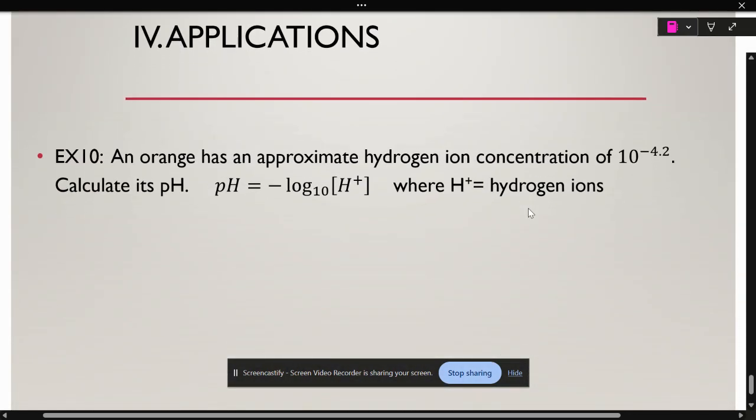This actually has nothing to do with the previous two. This is just another way in order to use logarithms. This is an orange, has an approximate hydrogen ion concentration of 10 to the negative 4.2. Calculate its pH. It gives you the formula pH, and H plus is the hydrogen ions. So it gives you that. So we're going to go ahead and plug that into our formula here as well.